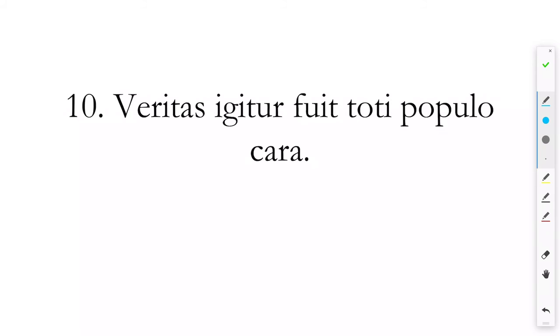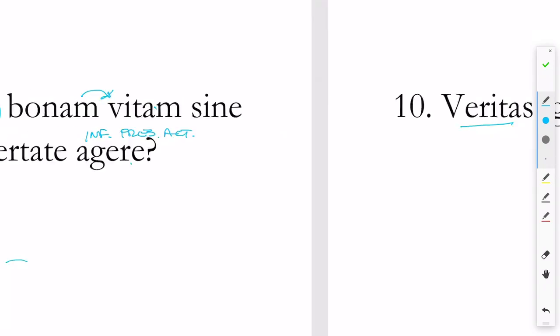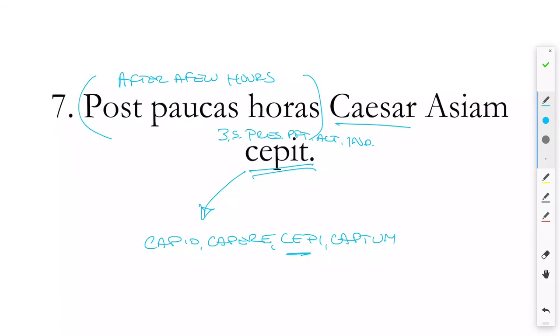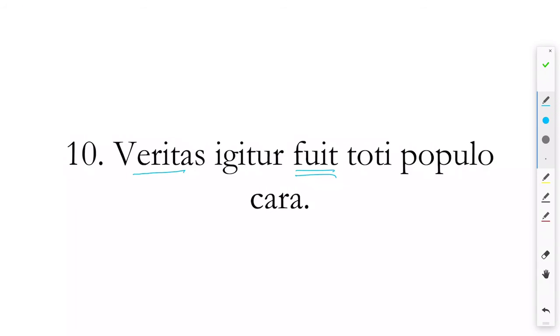Number 10. Veritas igitur fuit toti populo cara. Veritas, fuit. There's your verb, just like in a prior sentence a couple sentences ago. Veritas, therefore, has been. Again, oftentimes the verb to be, rather than being put at the end of the sentence, is in the middle. Truth has been dear. This is your adjective, specifically the predicate adjective that modifies veritas, which is nominative singular feminine. Therefore, truth has been dear to the entire people, the entire population.